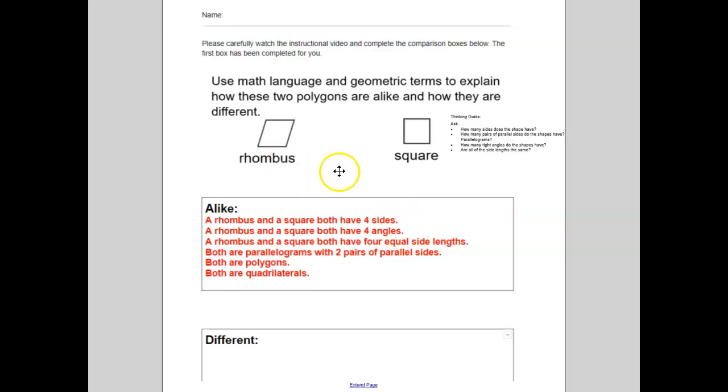Quadrilaterals. Both a rhombus and a square have 4 equal side lengths. So that's one way that they're alike. Both are polygons, because a polygon is just any closed shape with 3 or more angles. And both are quadrilaterals. Pause the video and think about some ways they are different. Wonderful. You will get to use your thinking guide and write down ways that they are different. I cannot wait to see the rest of your assignment that you do independently.